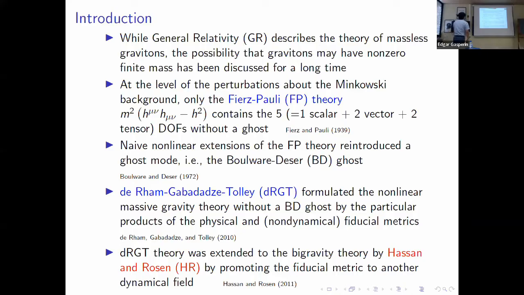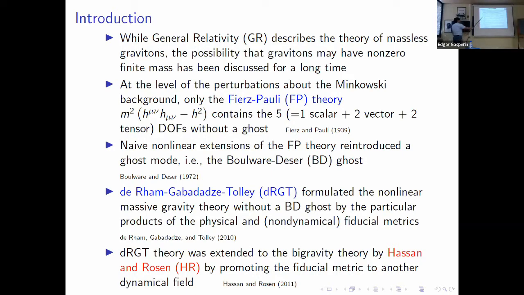Just as a brief introduction, Einstein's general relativity describes the theory of massless gravity, but the possibility that gravity may have a finite non-zero mass has been discussed for a long time. At the level of perturbations about flat spacetime, only the mass term is given by the following quadratic order contraction of h_{μν}, where h_{μν} is the perturbation about the spacetime, containing a total of 5 degrees of freedom without any ghost. Within these 5 degrees, there is one scalar mode, two vector modes, and also two tensorial modes.